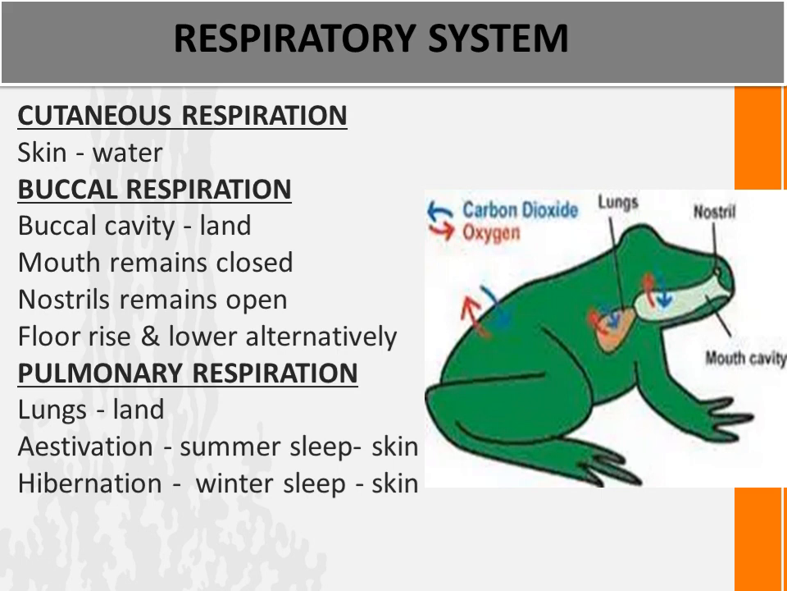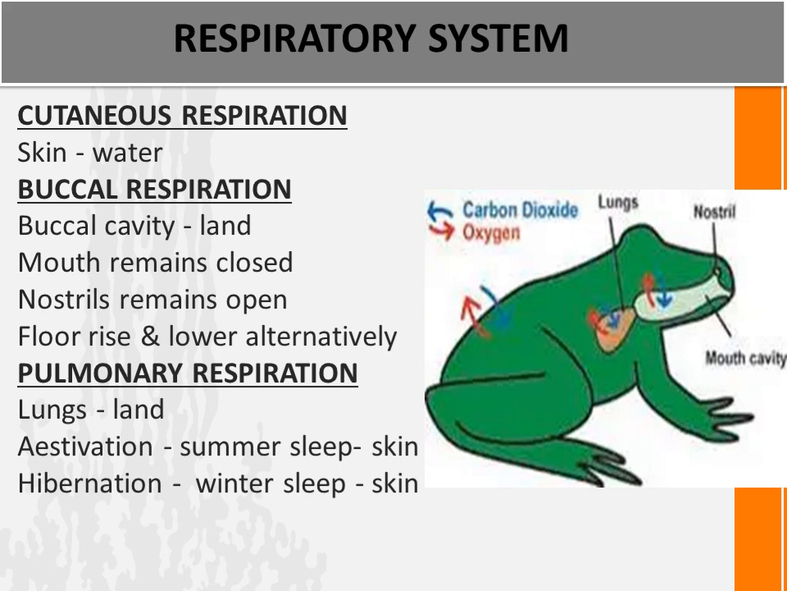When it is inside the water it has to breathe, and when it is on the land also it has to breathe. That is why these amphibians or frogs use three types of respiration. Let us see one by one. The first respiratory system is cutaneous respiration. Cutaneous respiration means the frog breathes or respires through the skin. Especially it uses this respiration when the frog is under the water.